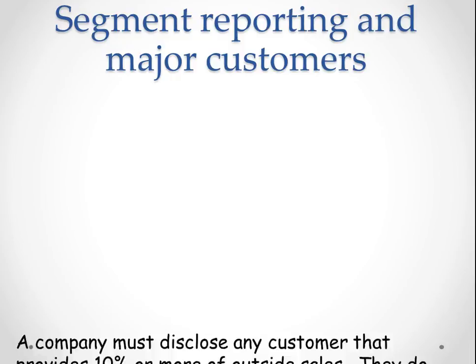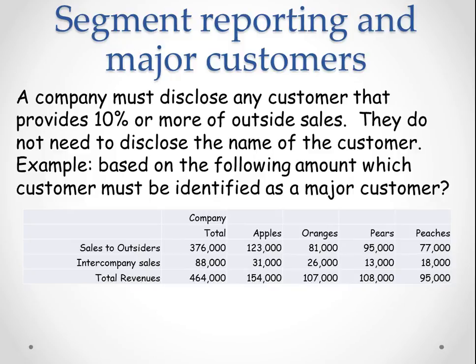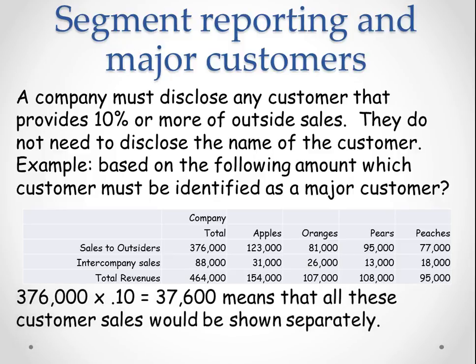Now, we do not have to show their names, but we do have to show a breakout of a specific company getting 10% or more of our sales. So here is an example. We have these four segments: apples, oranges, pears, and peaches. And again, when we do this test, we only look at outside sales. So in that case, we take the total outside sales of 376 times 10%, and that means any of the units that have more than 37,600 in outside sales need to be shown separately, and in this case we would have to show them all separately because they all exceed that number.